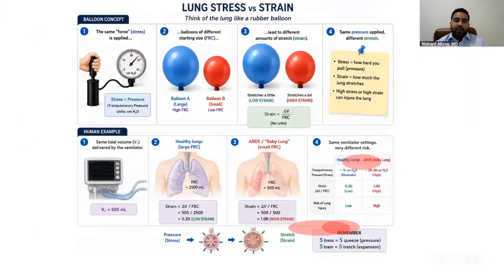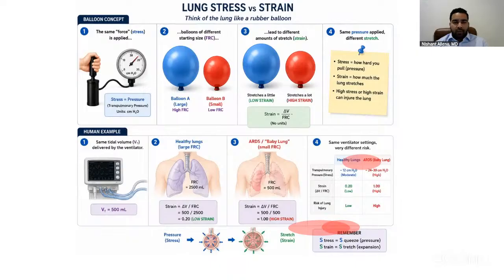Now, this is a quick explanation of what lung stress and strain is. And I want you all to imagine two balloons, and that's how you can imagine what's going on. Let's say you have balloon A, which is the blue balloon here, and balloon B, which is the smaller one. Balloon A is your regular lung, which is large with a high FRC. And balloon B, the smaller one, is your ARDS lung, aka the baby lung.